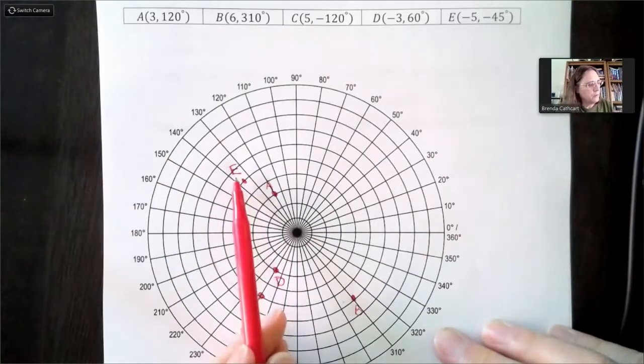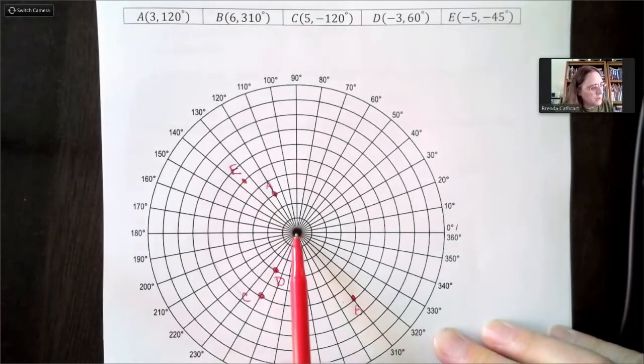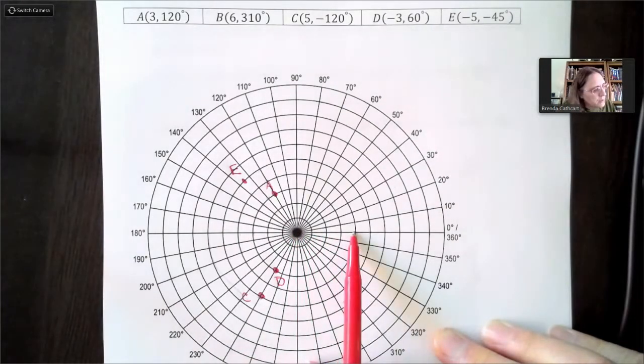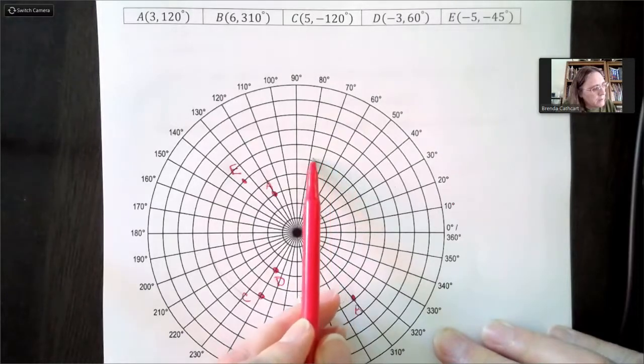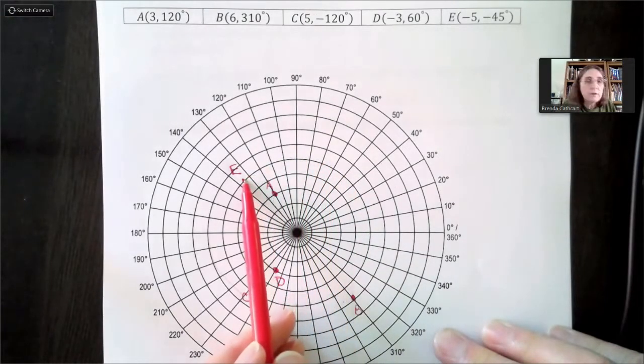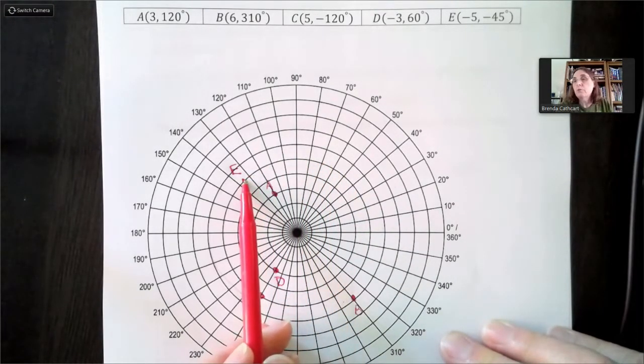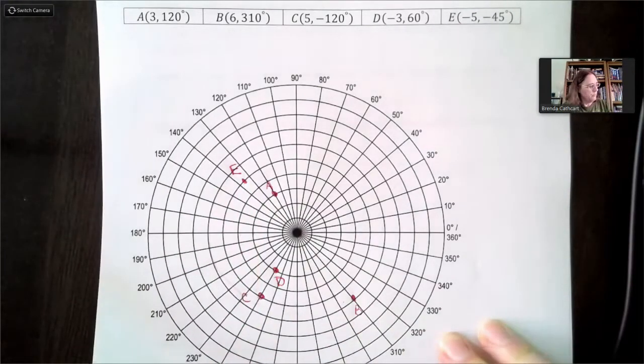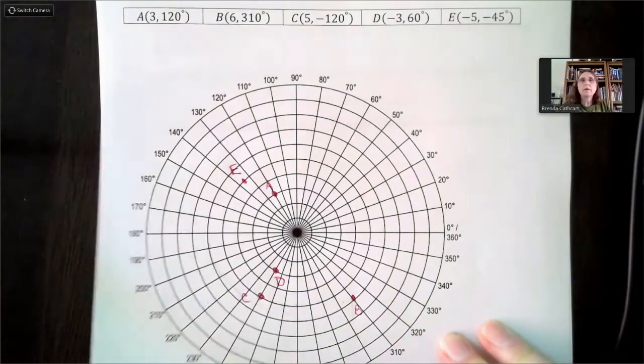Notice, by the way, I could have gotten to point E by moving a positive radius of 5 and then counterclockwise, that is a positive angle of 135 degrees, and we would have ended up in the same place. Okay, so that's plotting polar coordinates.